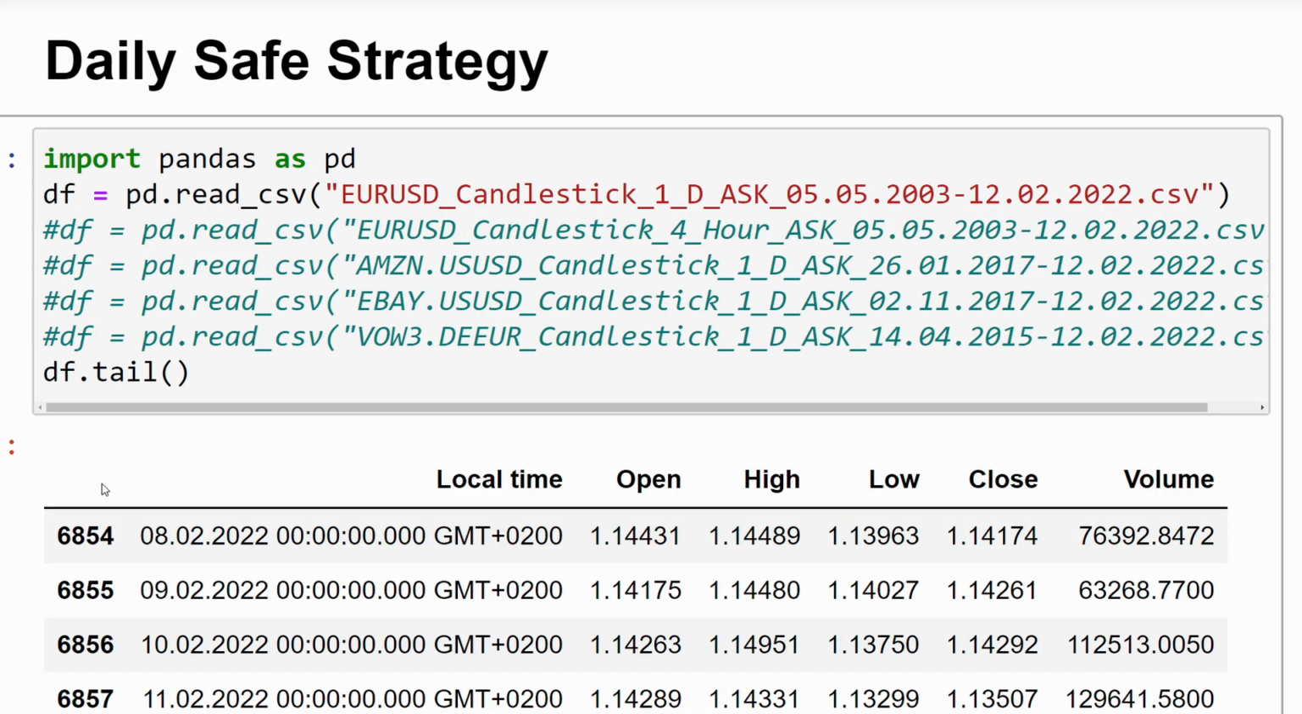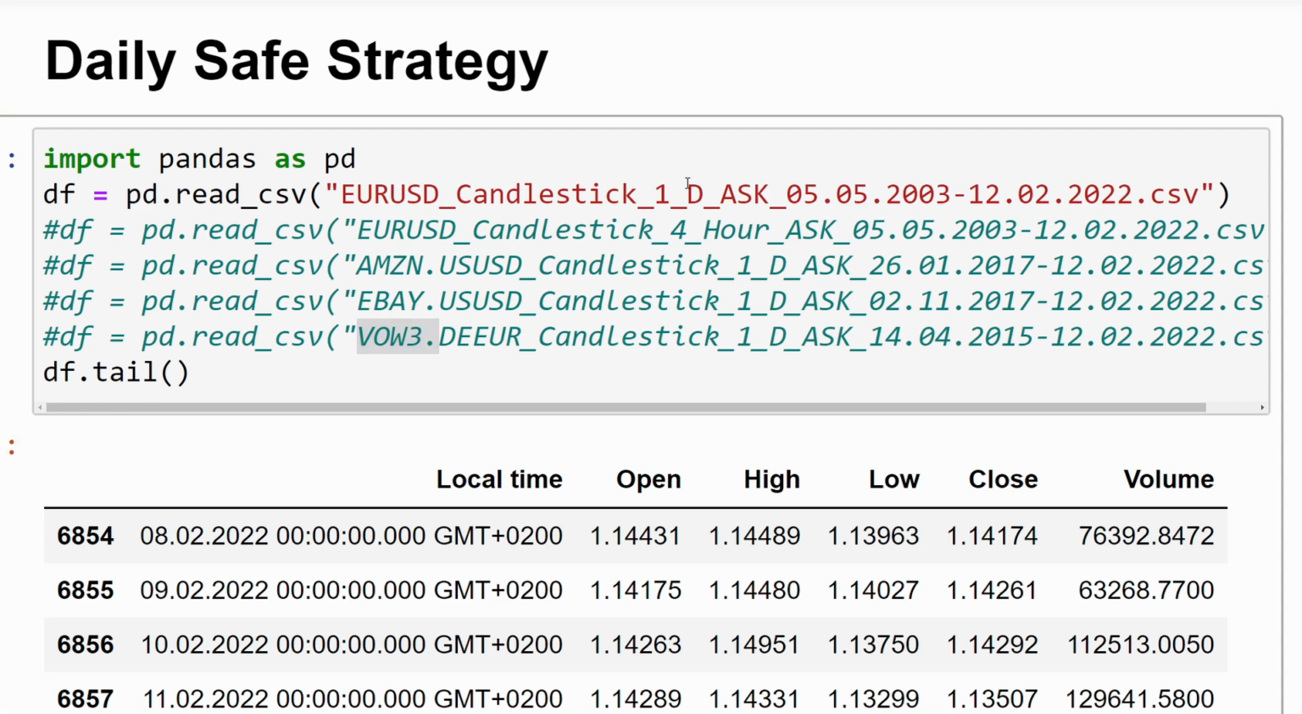So this is our Jupyter Notebook file. We are starting by importing pandas because we need this. We need the function called read_csv to load our data, the Euro US dollars daily asking price from 2003 up to 2022. It's a CSV file. I also loaded different data, the Euro US dollar 4 hours charts, some stocks, the Amazon, the eBay, and the Volkswagen stocks, just to try this strategy later on stock market also.